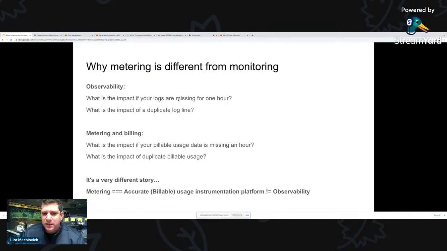Observability and monitoring: what happens if logs are missing? What happens if your CPU usage monitor is missing, or a log line? Usually nobody cares, right? It's just a monitoring hiccup. Nobody cares. Nobody will know probably, and fine.